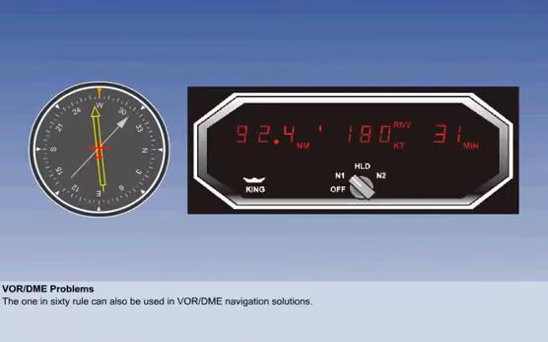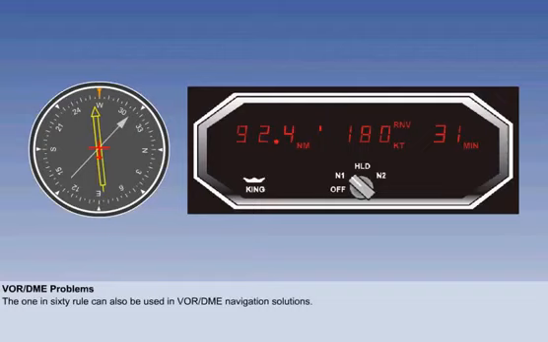The 1 in 60 rule can also be used in VOR DME navigation solutions. VOR stands for Very High Frequency Omnidirectional Range and is a radio navigation aid which gives a pilot his magnetic bearing to or from a ground beacon. DME stands for Distance Measuring Equipment, and it gives a pilot his range in nautical miles from a ground beacon. VORs and DMEs are often co-located and share a common frequency and identification signal.